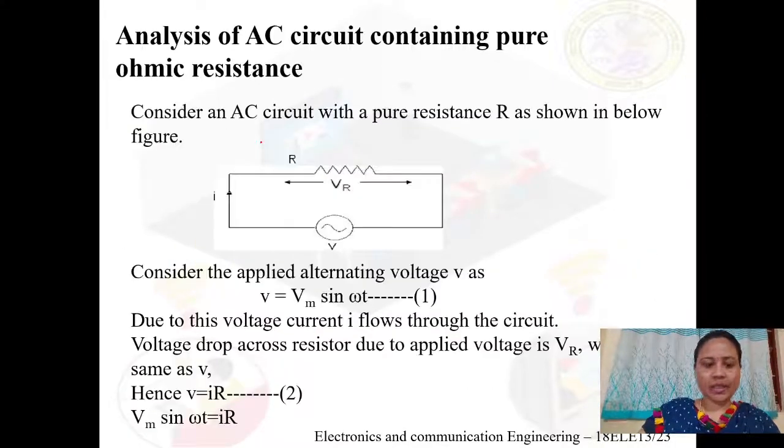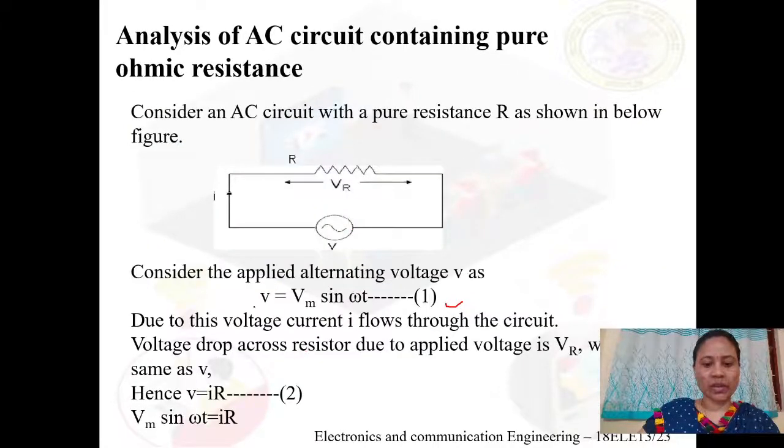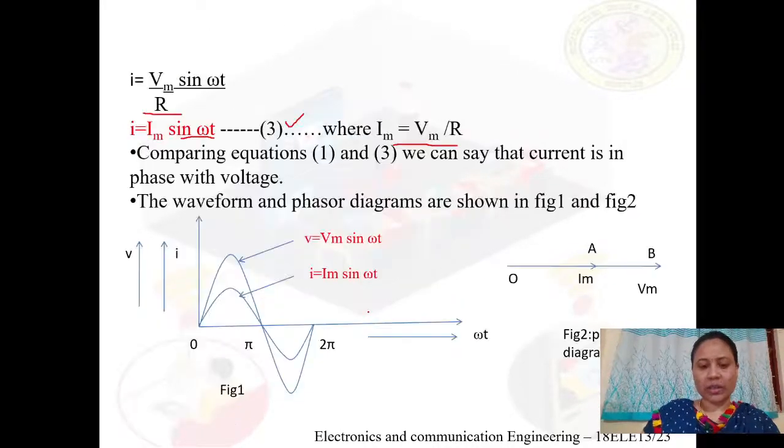Now, let us compare the expression V is equal to Vm sin omega t and equation 3, that is I is equal to Im sin omega t. We can observe here that both current and voltage have the same phase. Look into the sinusoidal component. Here it is sin omega t, here also it is sin omega t. That is, omega t is not changing here. So it means for the AC circuit having the pure resistive component, both current and voltage are in phase. They don't have any phase difference.